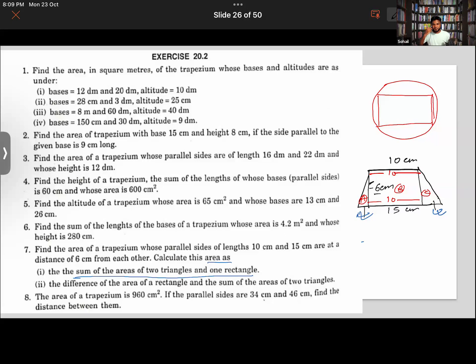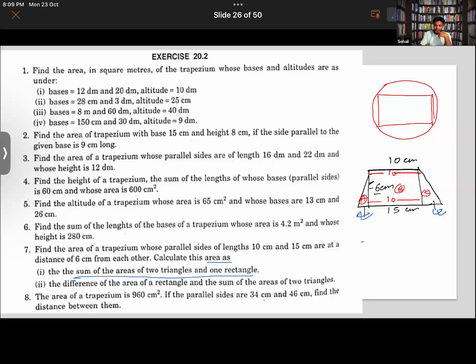So the sum of, just wait. So the area of the two triangles is 15 centimeter, and the one rectangle is 60 centimeter. Yeah, that is actually correct, the one you just told me now. The area of the two triangles will be 15 square centimeter, and that of the rectangle will be 60 square centimeter. That is actually correct. Ahmed, getting it or not?